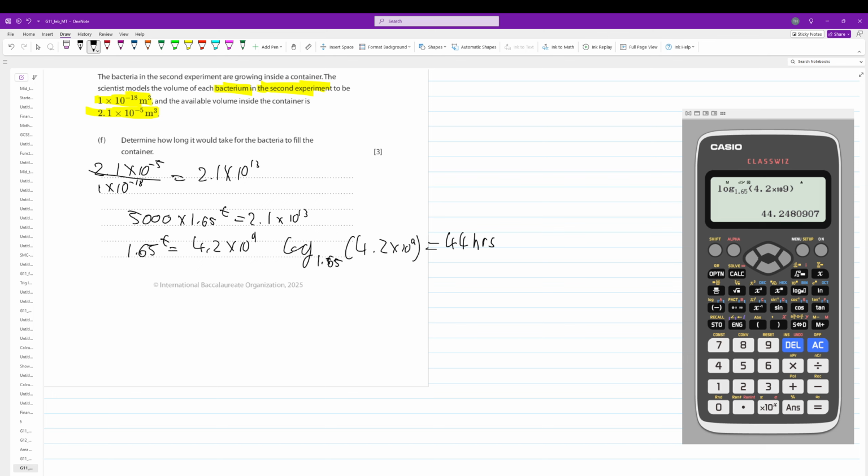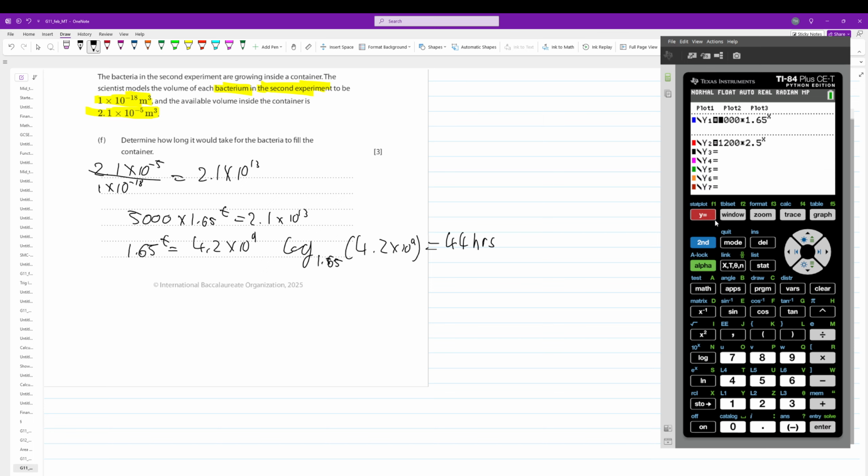The other way of doing it is using this calculator. I just deleted the function that I wanted to use, 1.65 to the power of x. Clear that one. Graph, there we go. And I would like to solve calc for a particular value. There we go. No, I would like to do it the other way around. I want it to be equal to this incredibly large number, which I won't be able to see. Okay.